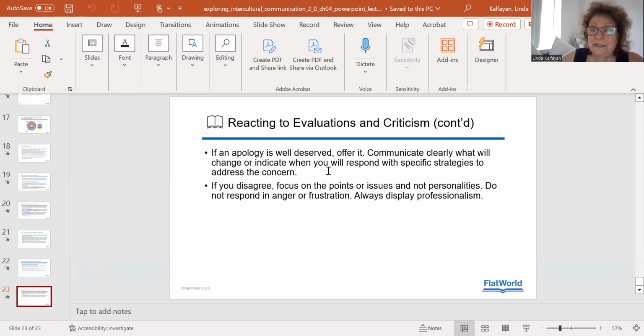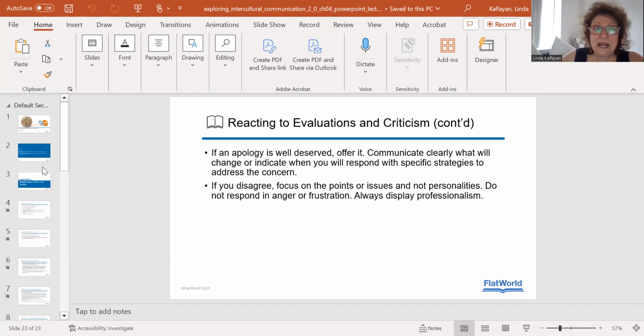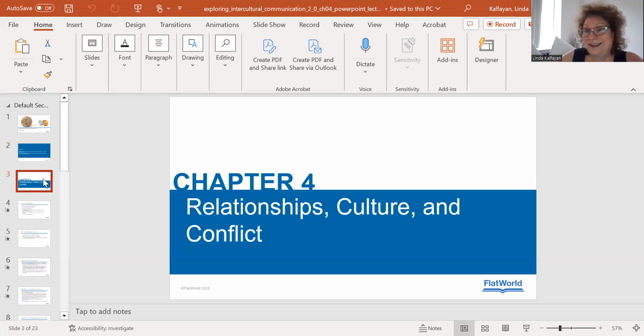Apologies. If you think that you may have offended someone, or if someone said they offended you, a kind "I overlooked that," or "I didn't understand that. I'm sorry." Okay. And if you disagree, focus on the points or issues and not the personalities. And we tend to do that. So, that is how we understand relationships, culture, and avoid conflict.